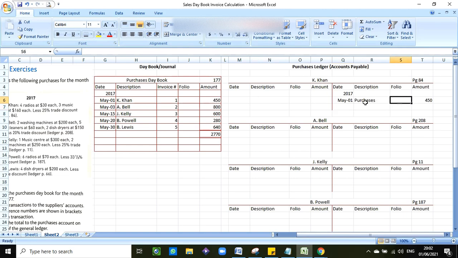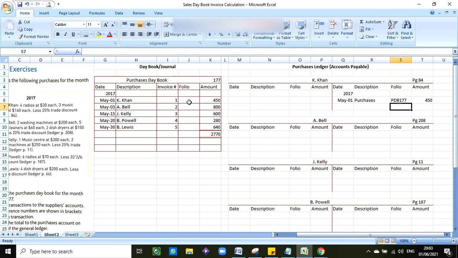Okay. So the folio, how do we use the folio? From where is this transaction coming from? This transaction is coming from the purchases day book. So our folio will be here, purchases day book, PDB, and then we need to include the page number, which will be 177. So that's how we use that number.